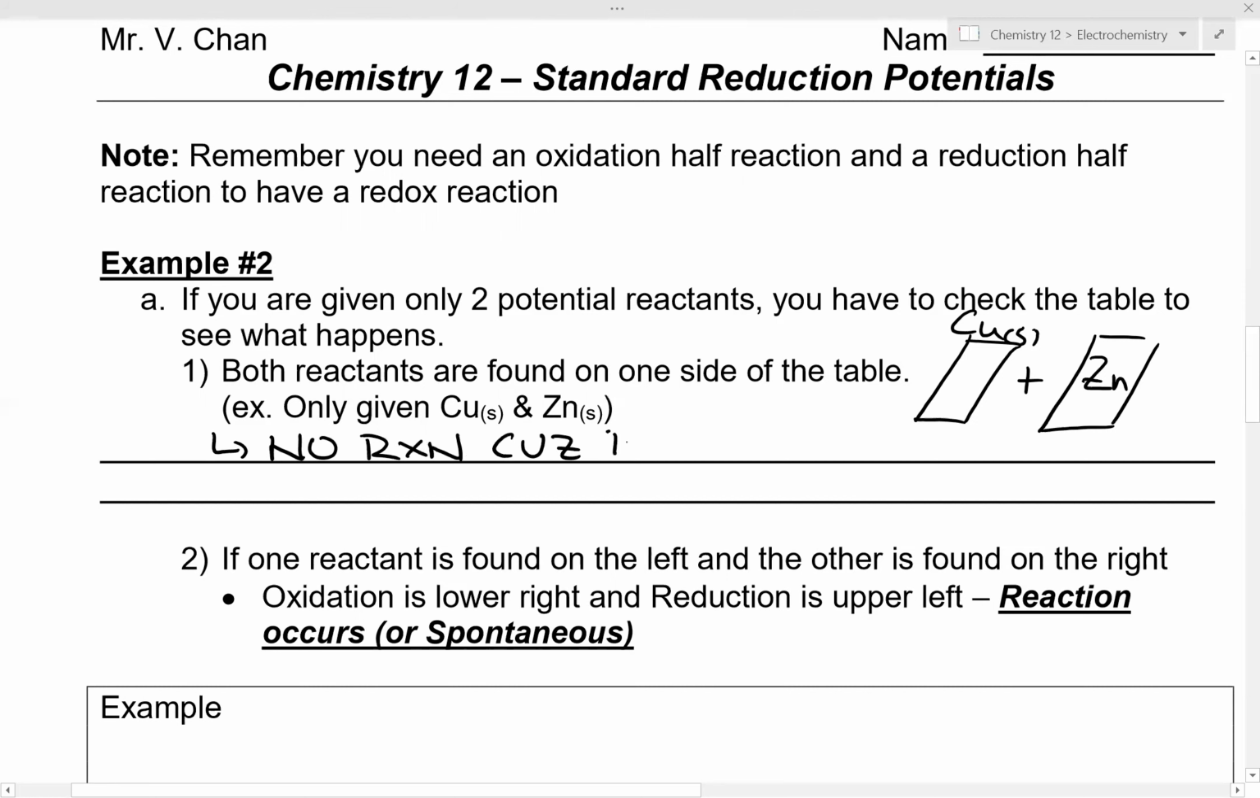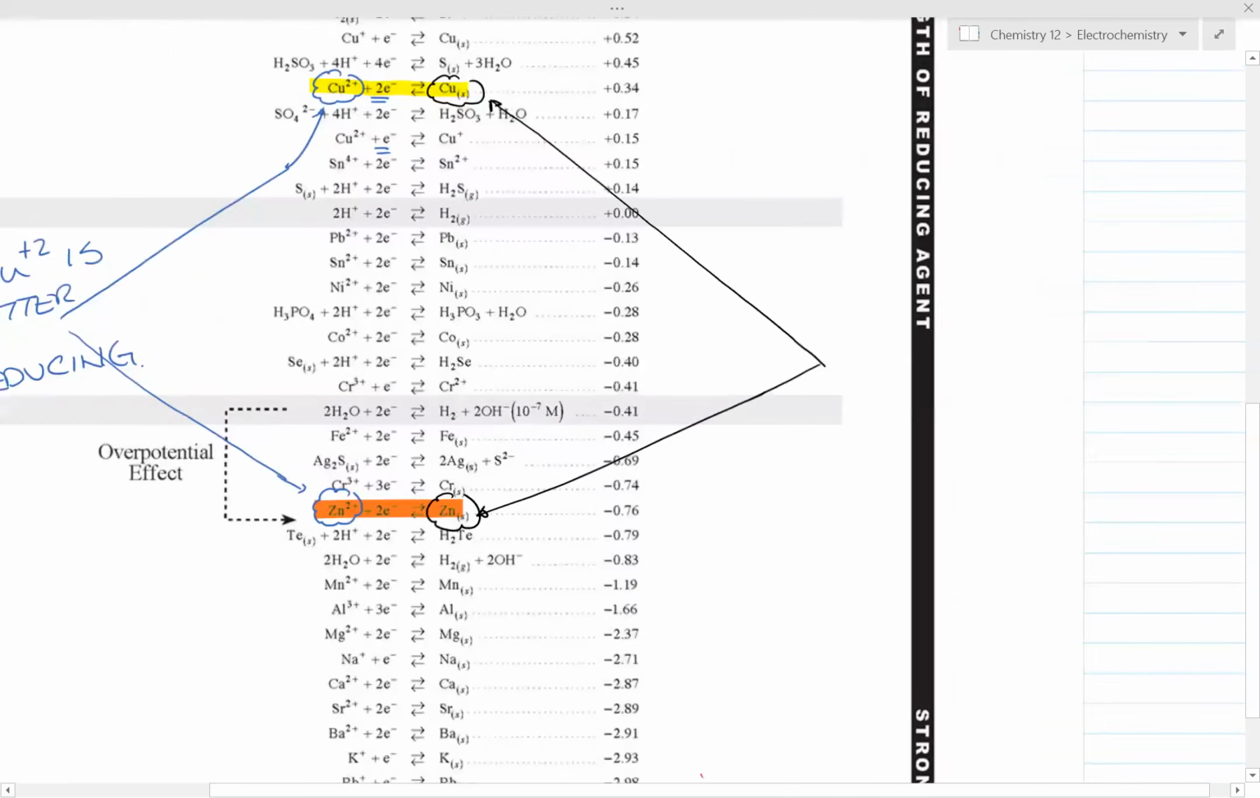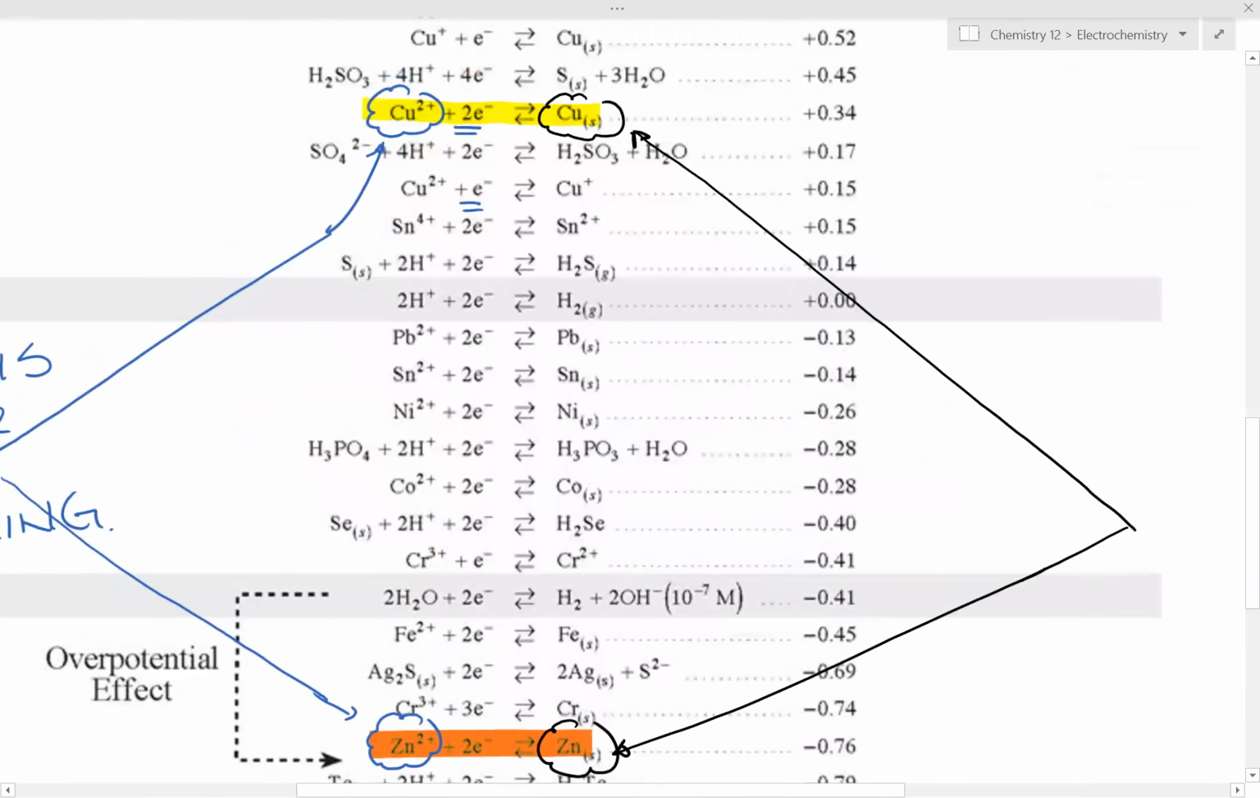because both solids undergo oxidation. Okay. If you take a look at the copper solid and the zinc solid on the standard reduction potential chart, you will notice both of them are found on the right-hand side. So both of them undergo oxidation only.